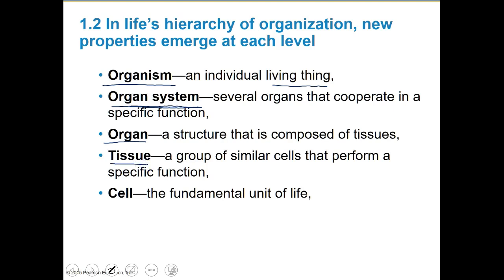Tissue is a group of similar cells that perform a specific function. A little harder, but like in the heart, it has its own set of muscles. It's called cardiac muscle, and so that's a particular tissue. There's also blood vessels and things like that. So there's connective tissue. There's maybe some fatty tissue around the outside also. All of those are different types of tissues that are coming together to create this organ. Finally is the cell, which is our basic fundamental unit of life.